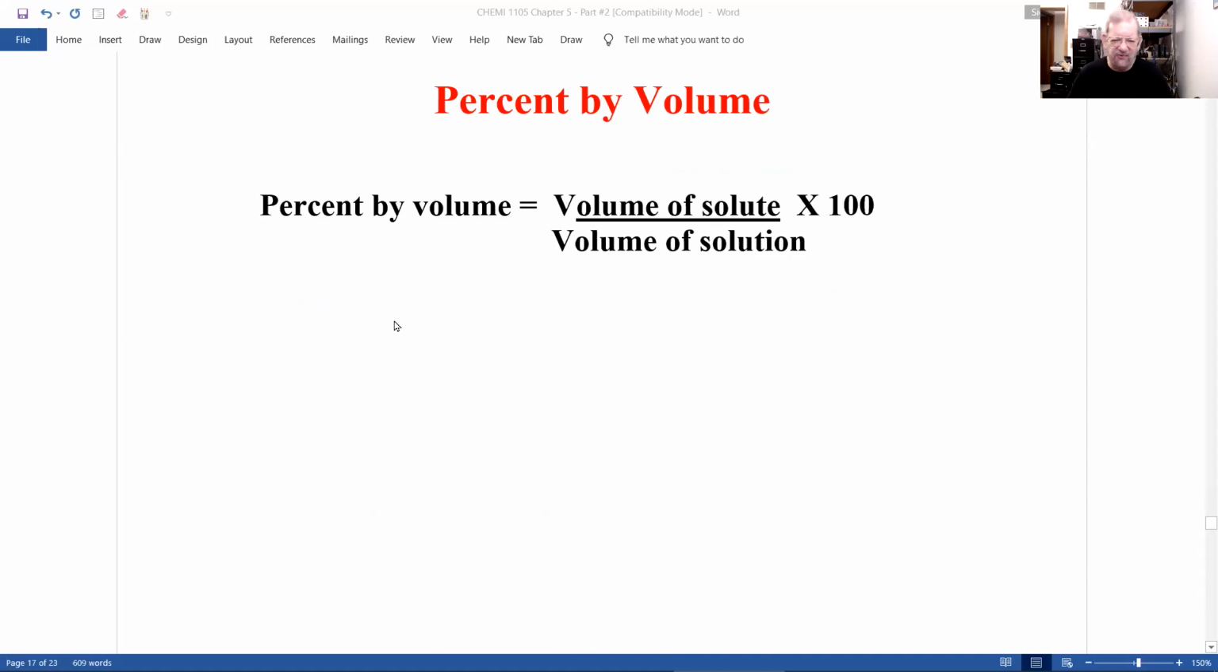Now, another one is percent by volume. And percent volume is volume of the solute divided by volume of the solution times 100. And the volume of the solution is the volume of the solvent plus the solutes. About the only place I've ever seen this on a frequent basis is on bottles of wine. If you look at bottles of wine, they'll usually have percent volume of the alcohol ethanol in that wine.